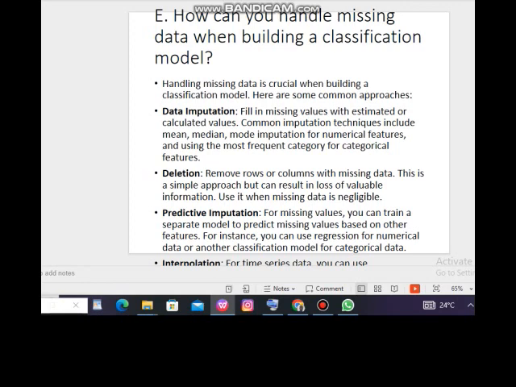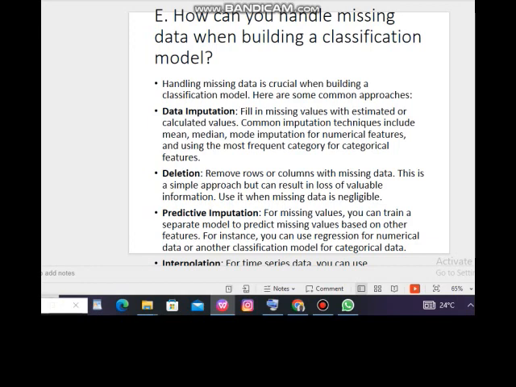The next subheader is how can you handle missing data when building a classification model. Handling missing data is crucial when building a classification model. Here are some common approaches. Data imputation. Fill in missing values with estimated or calculated values. Common imputation techniques include mean, median, model imputation for numerical features, and using the most frequent category for categorical features.